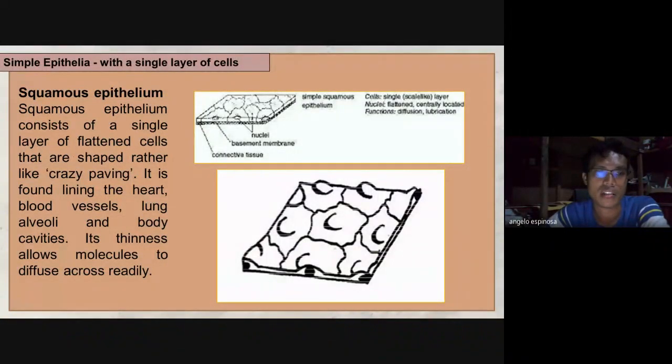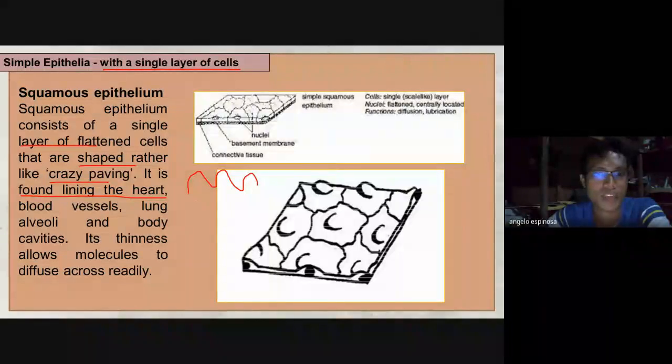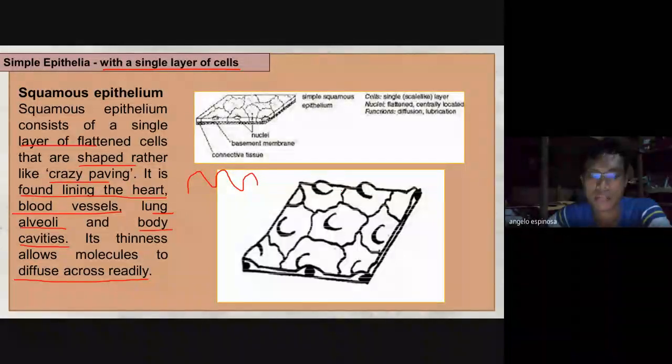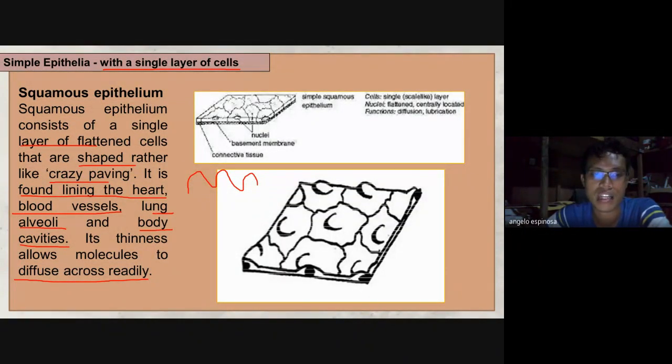We have types of epithelia. Number one, simple epithelia, with a single layer of cells. Nipis siya. A squamous epithelium consists of a single layer of flattened cells shaped rather like crazy paving. It is found lining the heart, blood vessels, sa daanan ng dugo, sa lungs alveoli, sa respiratory system, and body cavities, sa diaphragm. Its thinness allows molecules to diffuse across readily. Ibig sabihin, sa blood vessels, papasok yung nutrients. Sa lungs, sa alveoli, papasok yung hangin. Yun, oxygenated blood.